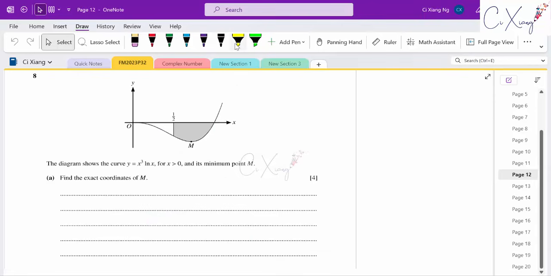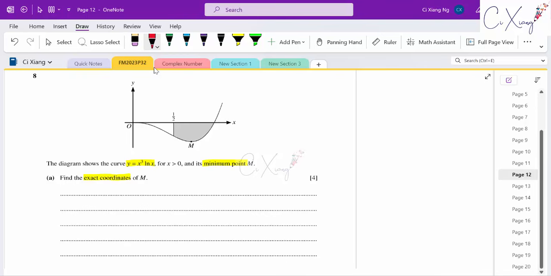So we are at question number 8. There's a diagram here, and the diagram shows the curve y equals x power 3 log x for x greater than 0, and the minimum point is M. They want us to find the exact coordinates of M. Since M is a minimum point, when you see the keyword minimum point, we have to find dy/dx and let it equal 0. From there, we will solve for the coordinates of x and y.